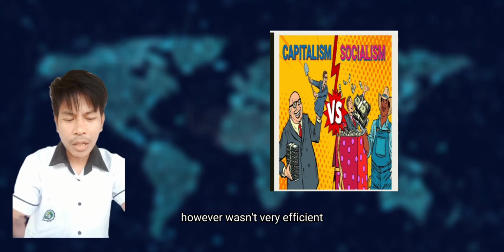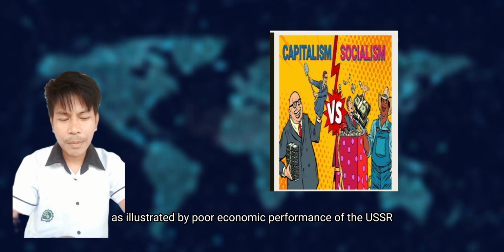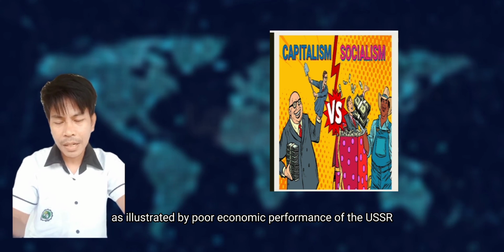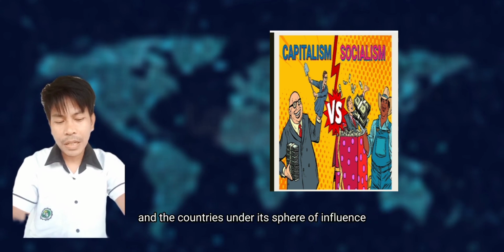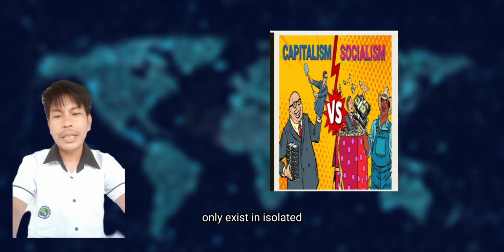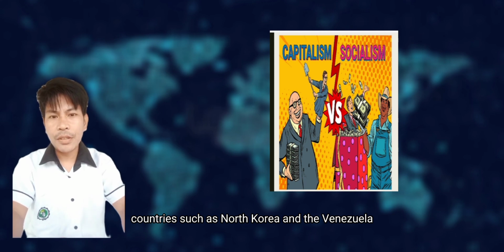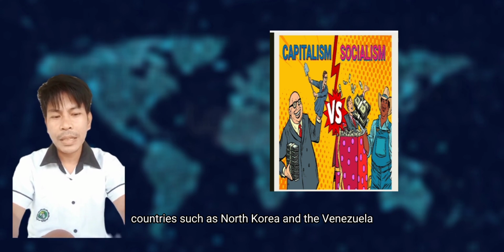As of 1848, socialism spread to a lot of countries. The economic model, however, wasn't very efficient, as illustrated by the poor economic performance of the USSR and the countries under its sphere of influence. Today, that form of socialism only exists in isolated countries such as North Korea and Venezuela.